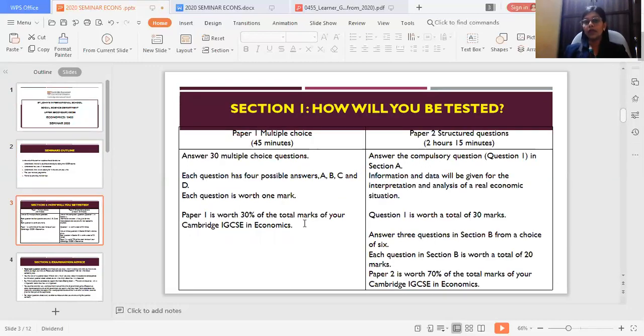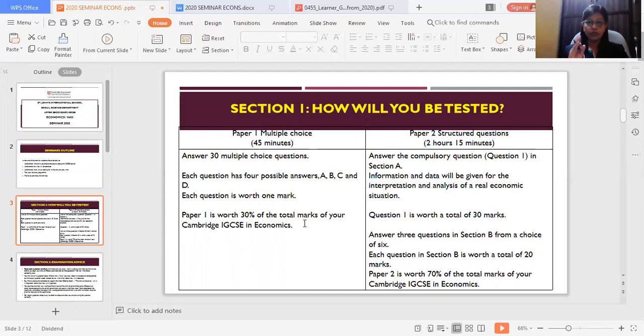First, how will you be tested? As we know, in economics we have two papers, that is called paper 1 and paper 2. Paper 1 is a multiple choice question. Time allocated is 45 minutes per paper. You need to answer 30 multiple choice questions. Each question has 4 possible answers, that will be A, B, C, and D. Each question is worth 1 mark, and the total overall for paper 1 is worth 30% of your economics.